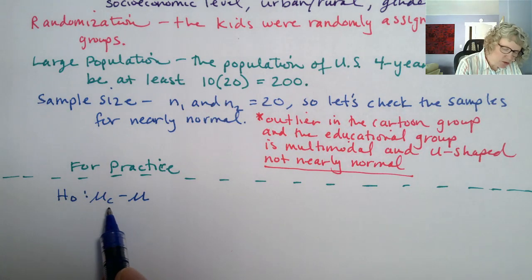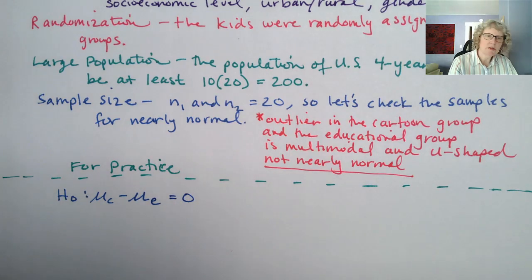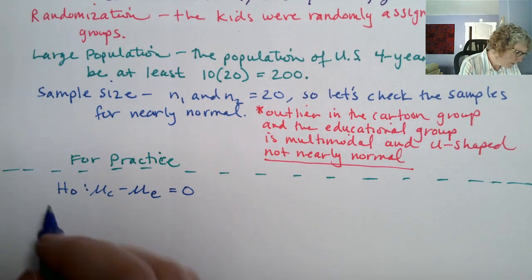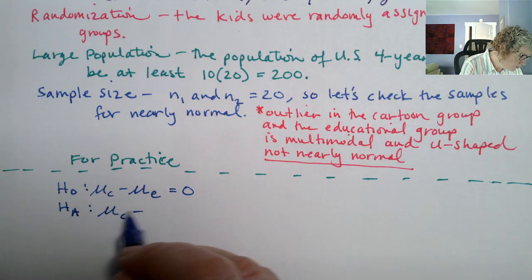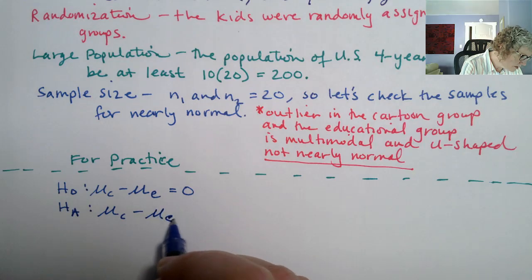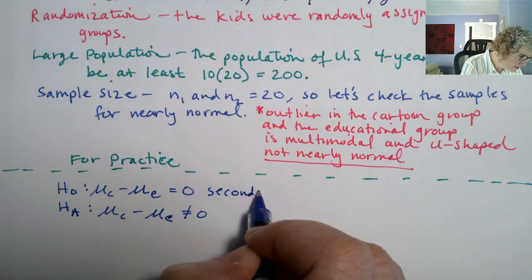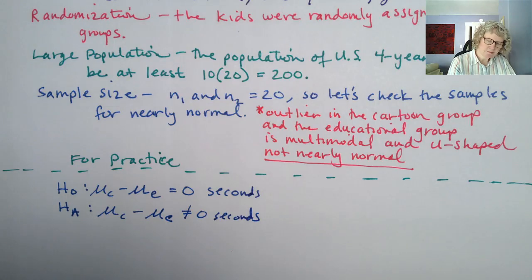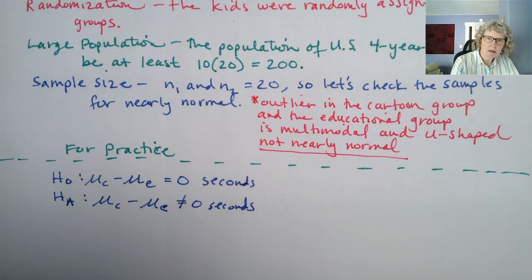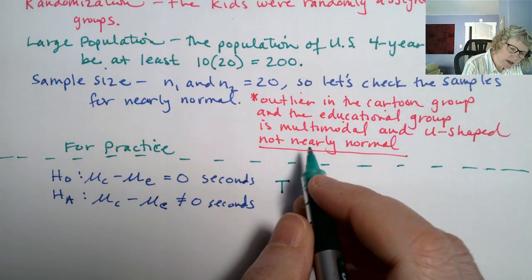Mu sub cartoon minus mu sub educational E is equal to 0, so the alternate is they are not equal. Mu sub C minus mu sub E not equal 0, and I'll put my seconds on both of those. Okay, so there's our hypotheses. Let's do our T calculation over here.